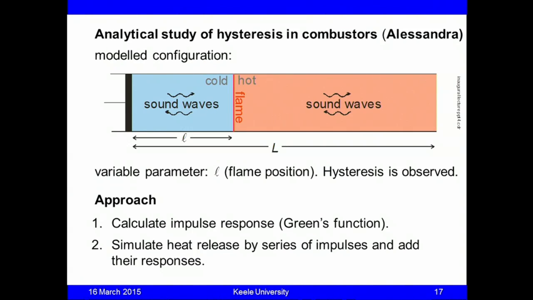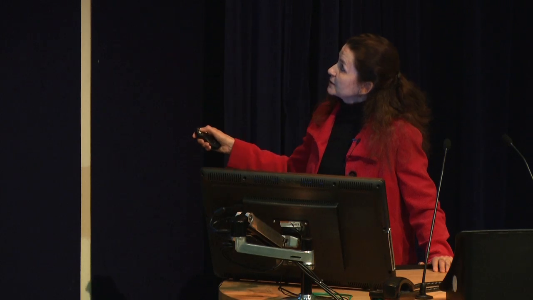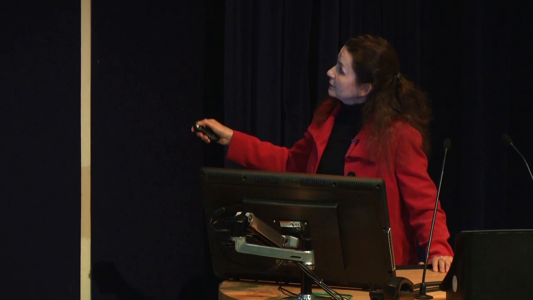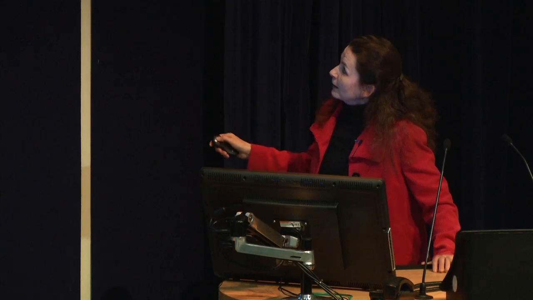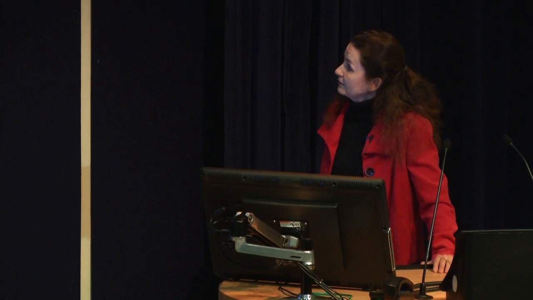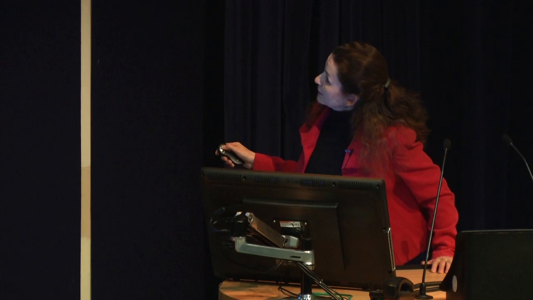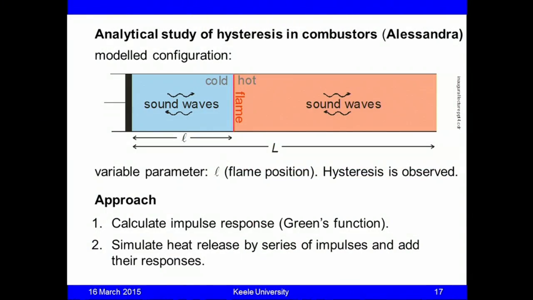This shows the model configuration that Alessandra has. It's a tube with two ends, a cold section upstream, a hot section downstream. The two sections are divided by a flame, and we have sound waves on either side of the flame. And there's one parameter that's variable, and this is this script L, which indicates the flame position. And yeah, hysteresis is observed, and Alessandra's aim is to simulate that mathematically with what we call a Green's function approach.